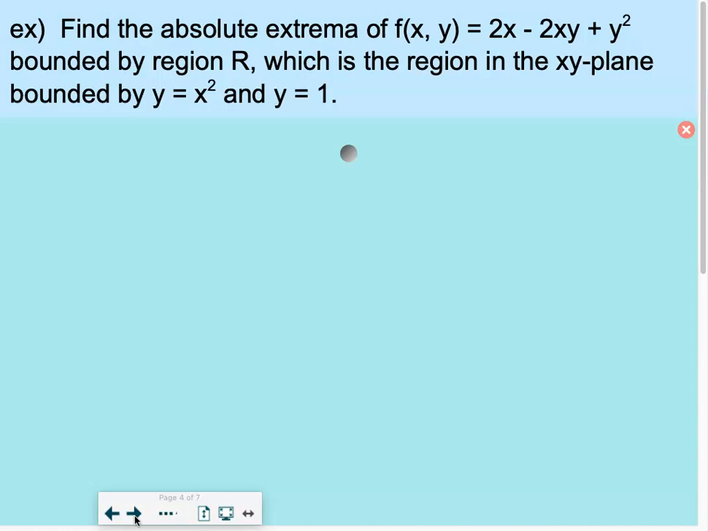All right, so here's our first one. Oh wow, I almost want to do this from scratch instead of redoing the reveal. But anyway, find the absolute extrema of f of x, y equals 2x minus 2xy plus y squared, bounded by region R, which is the region in the xy plane bounded by y equals x squared and y equals 1. I'll give you a moment to copy, and then we'll start walking through it.